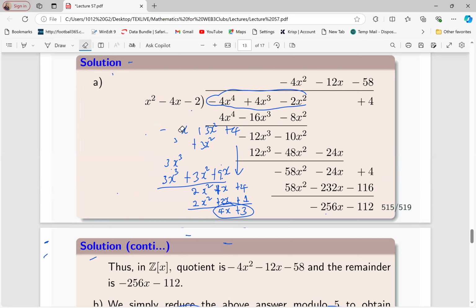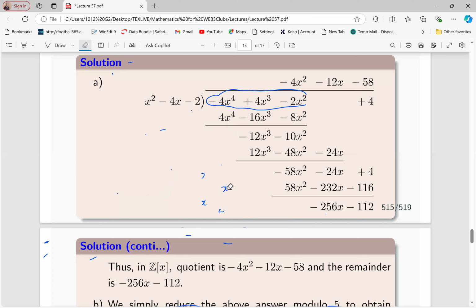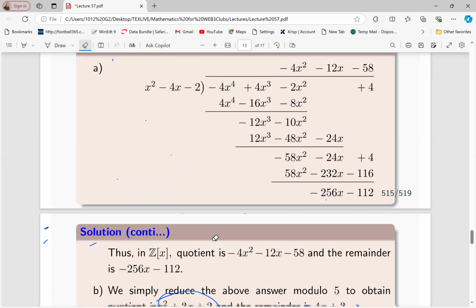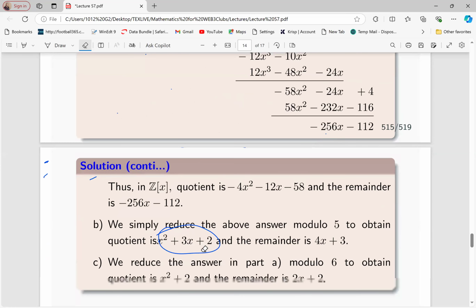Now, look at this example. I know we are recording the notes so that in your own time you can look at it and listen to how we moved, doing it mod 5. And I want to do it mod 6.